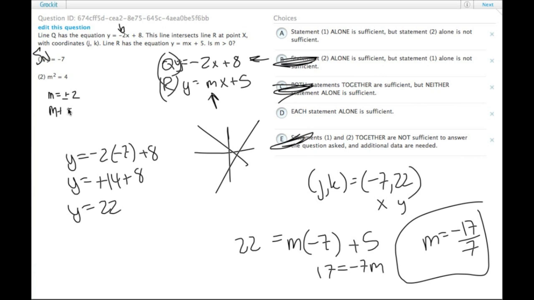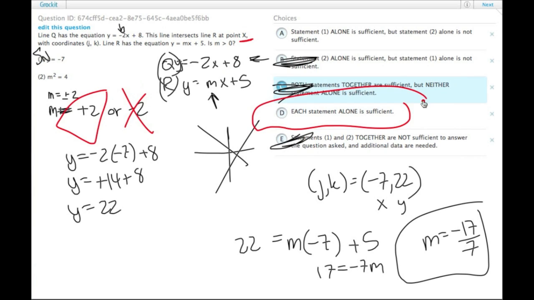So m equals plus 2 or minus 2, but m cannot equal minus 2 because then it would be parallel to this line and they wouldn't actually be able to intersect. Parallel lines never intersect. Therefore, m must equal plus 2 and each statement alone is sufficient. Answer choice D.